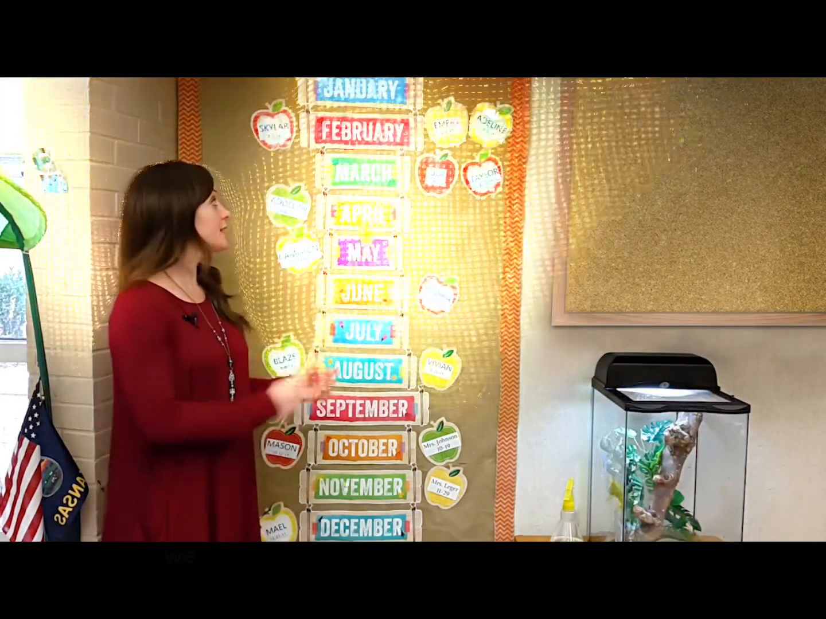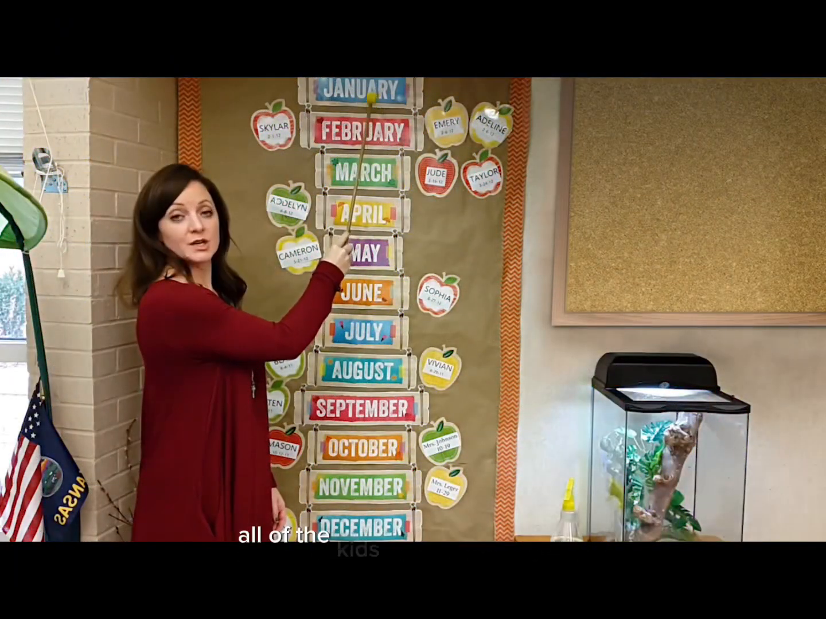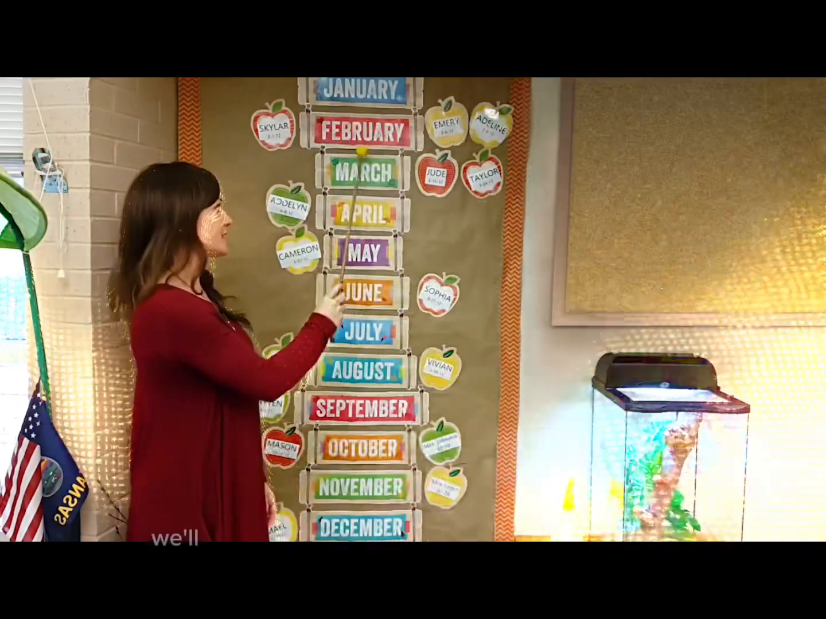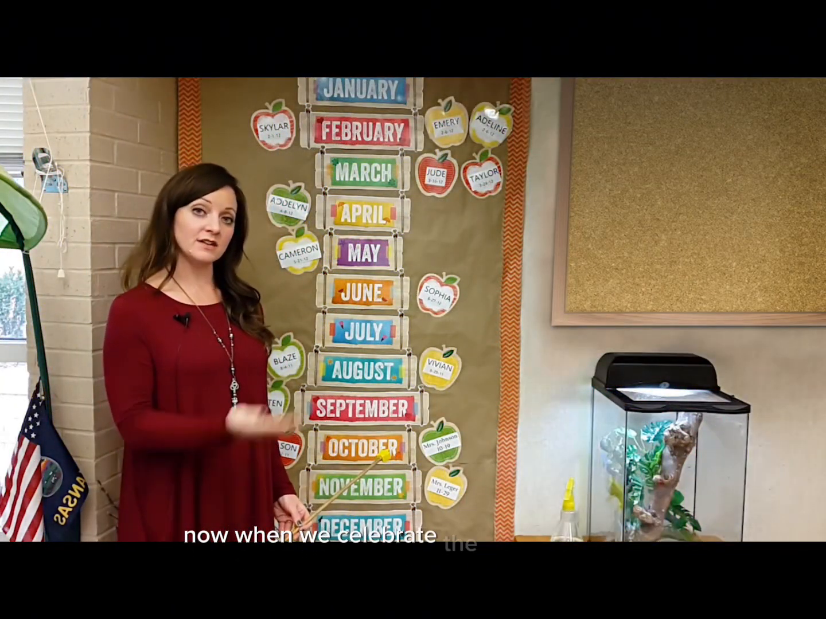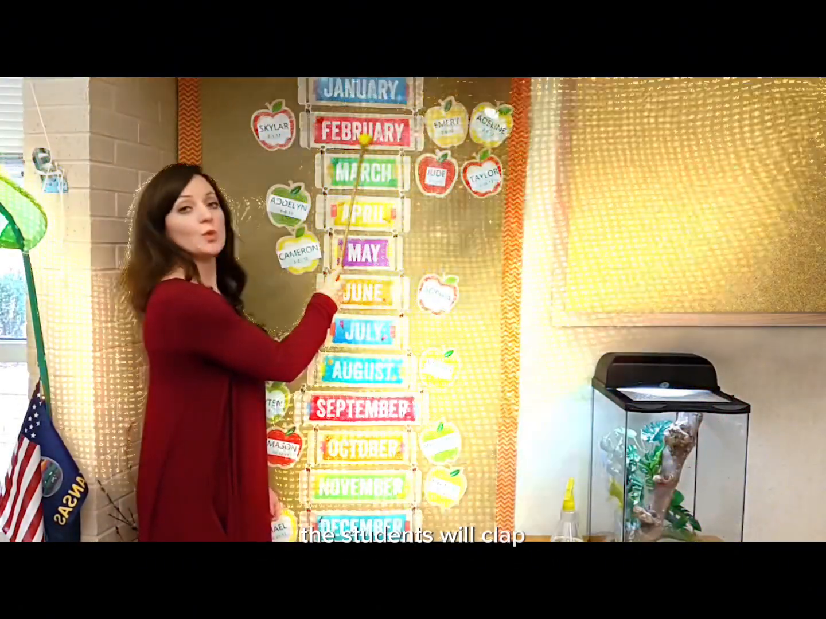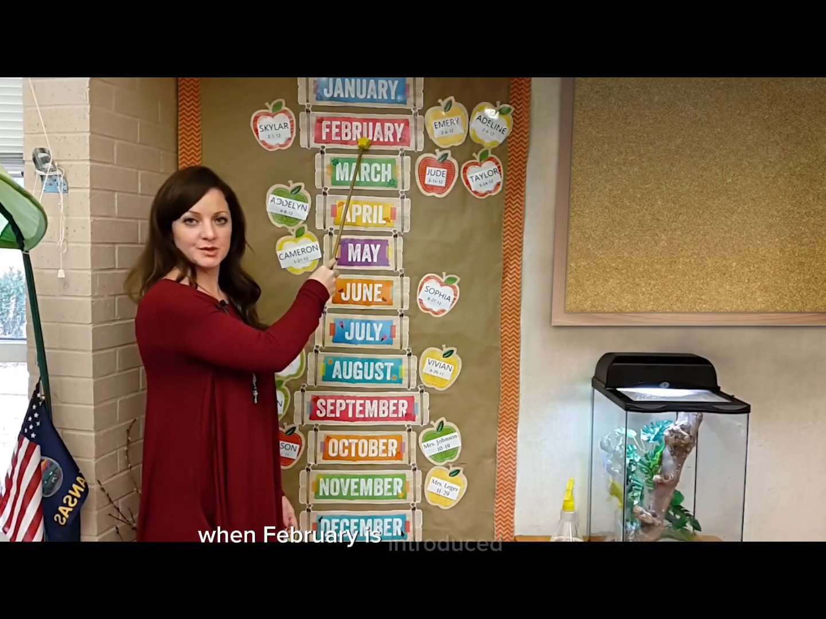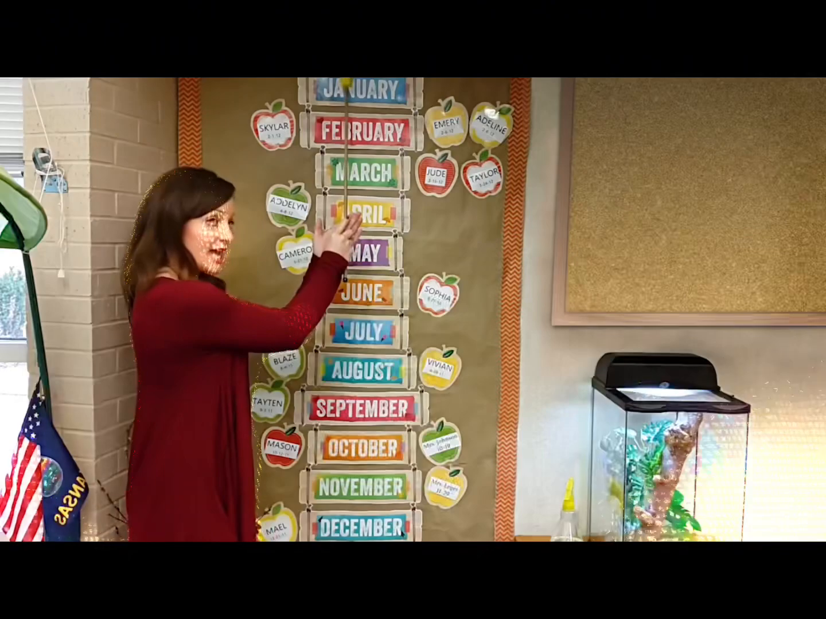For example, we are currently in the month of January. So when we begin our song, all of the kids will clap at January. We'll sing the rest of the song all the way through. Now, when we celebrate the end of January and the beginning of February, the students will clap when February is introduced in the song. So let me sing that song for you. It would go like this.